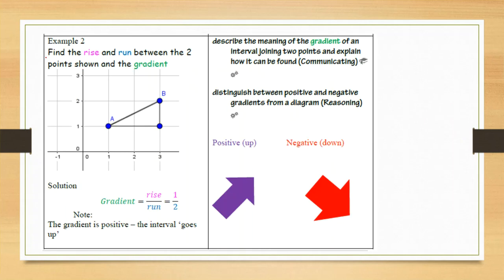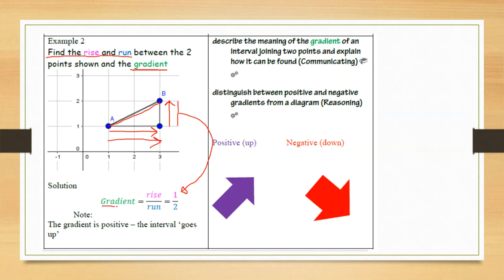Example 2. We need to find the rise and the run between 2 points shown and the gradient. So the rise, so we're talking about how far it goes up. So it rises 1. So you can see that's the purple number here. The run is how far it goes across. So when we go from A to B, the rise is 1 and the run is 2.